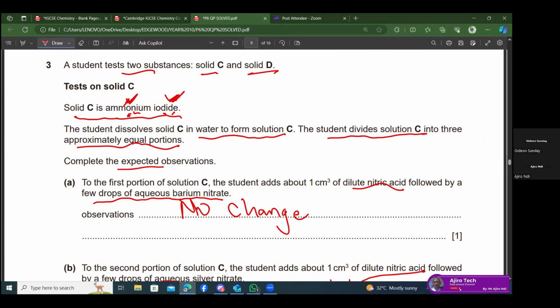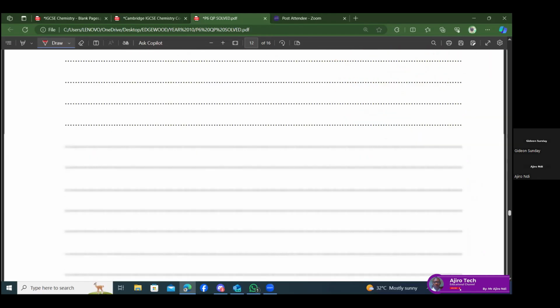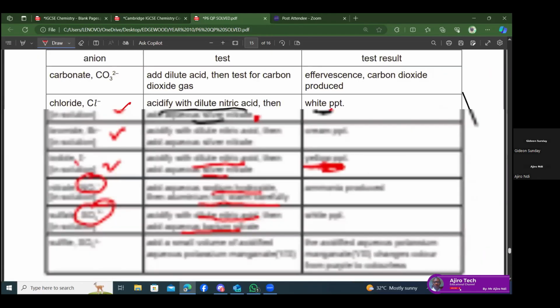So when you make use of the table, the first one says you add dilute nitric acid followed by a few drops of aqueous barium nitrate. This is not a test for either ammonium or iodide. So if you check your table, just consult the table. I'm just going to be fast with this because it's almost time. So you just check your table, okay?